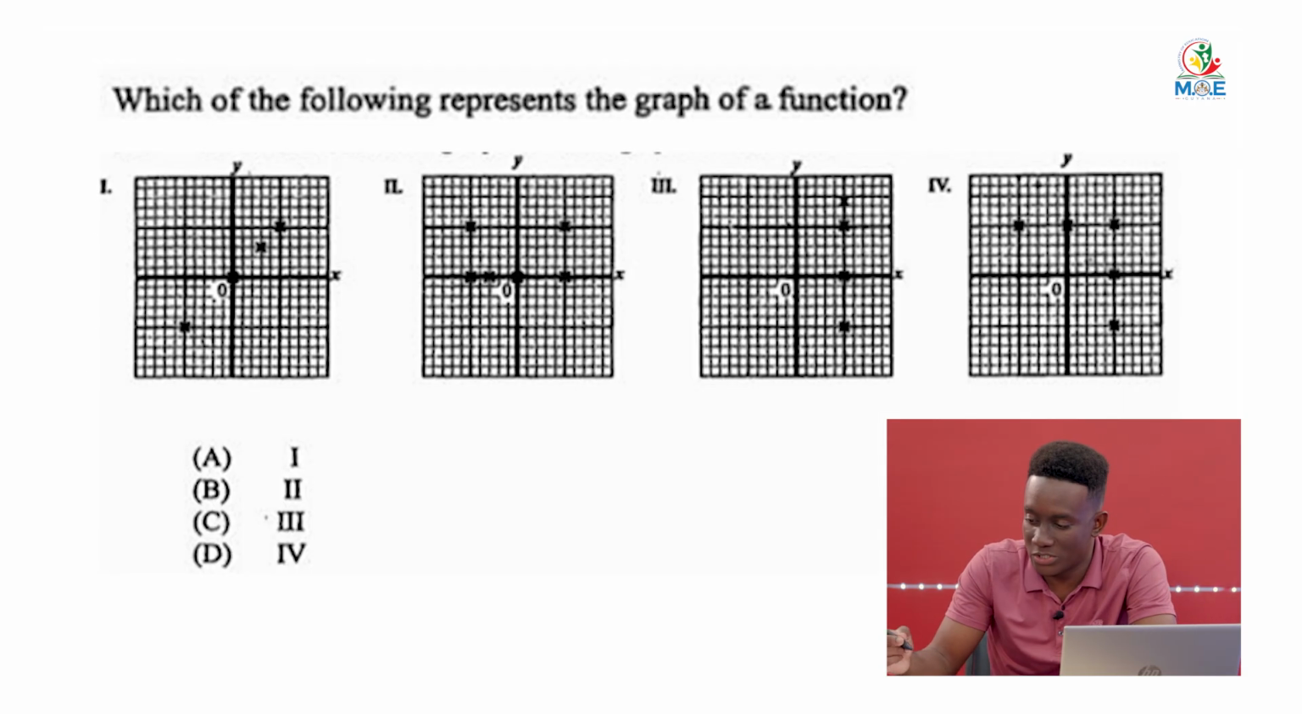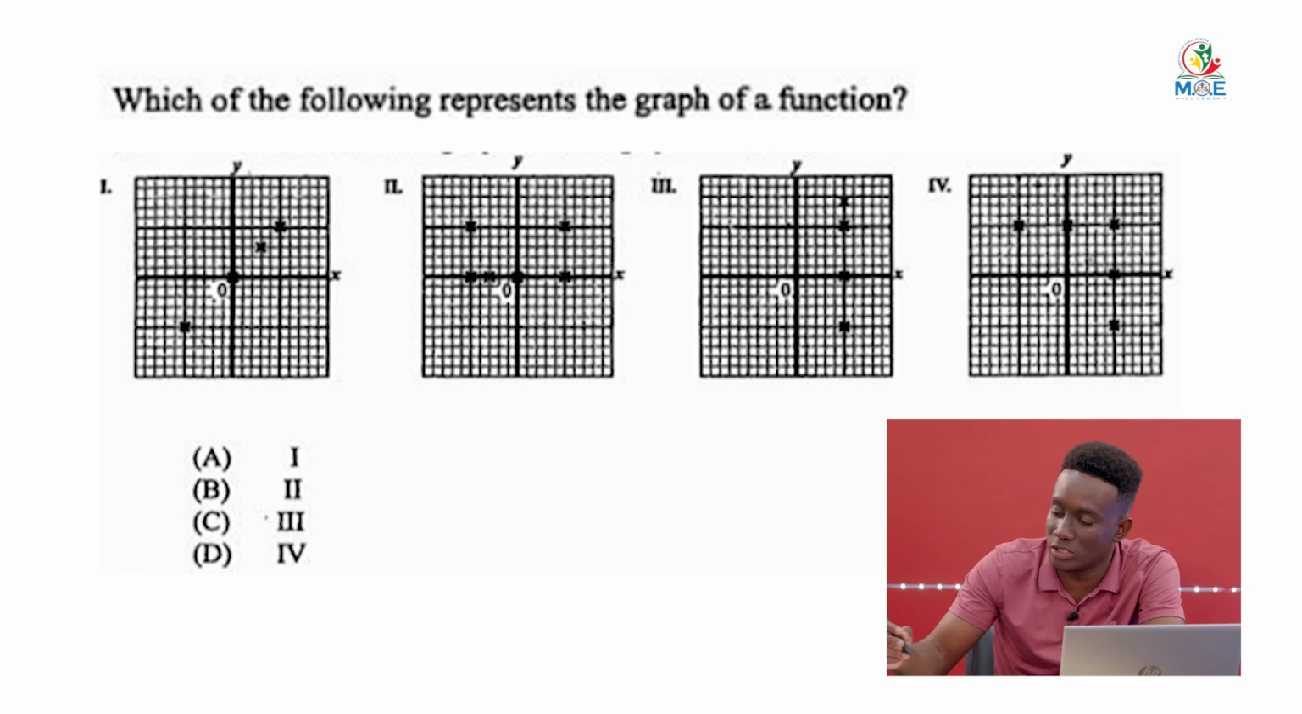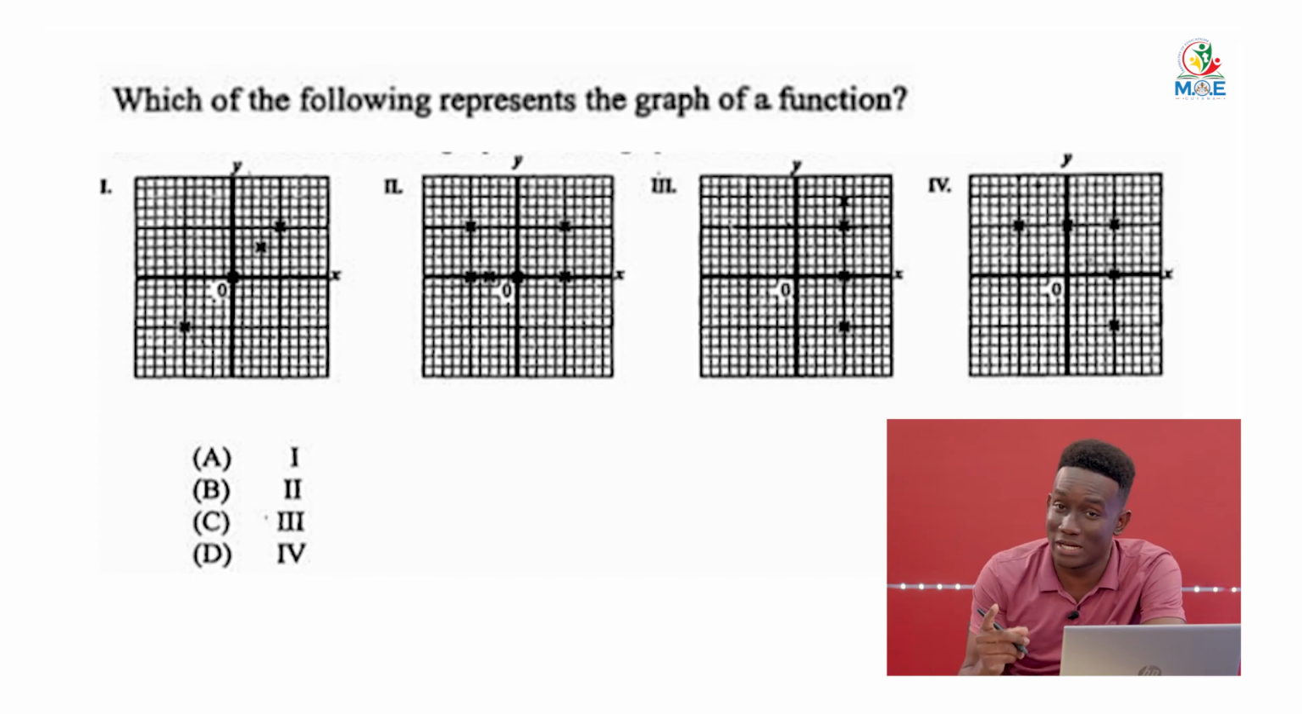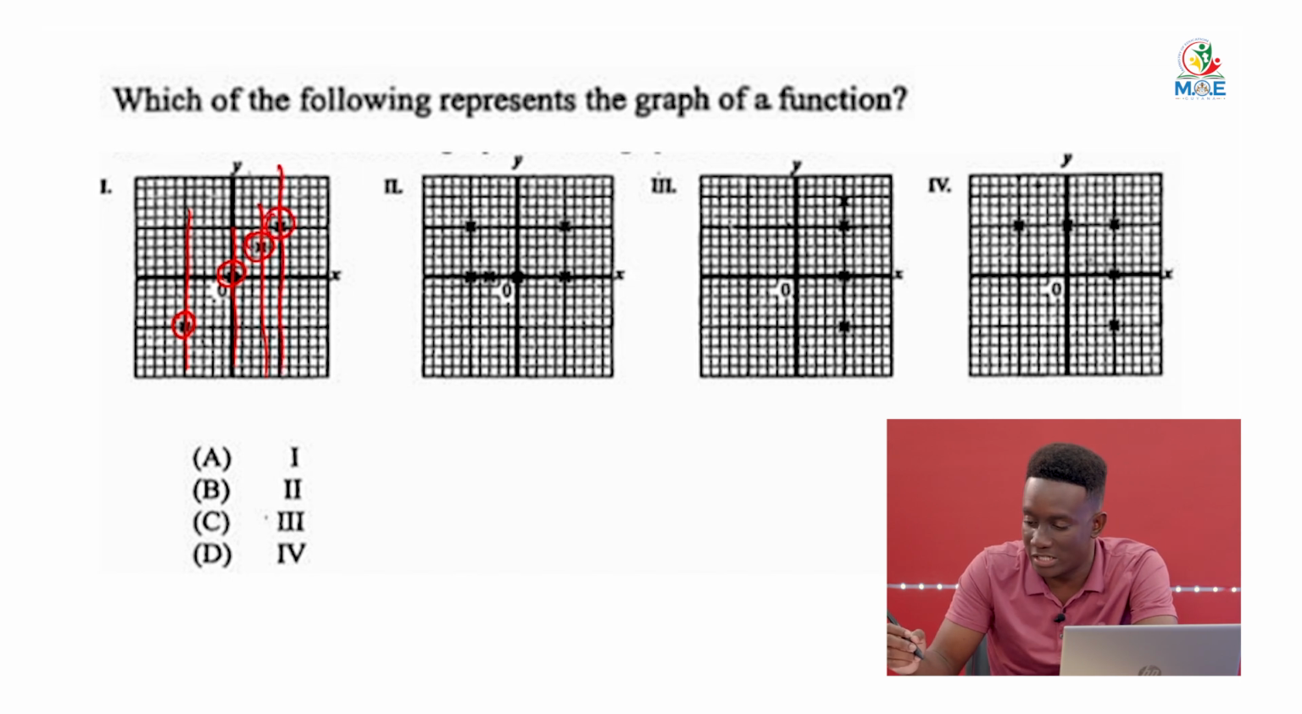The next question says, which of the following represents the graph of a function? We have 1, 2, 3, 4. For a function, when you draw a vertical line straight up, it should pass through only one point. For example, if you draw a vertical line here, it will only pass through this one point. So in this case, we see the function is simply 1, which is A.